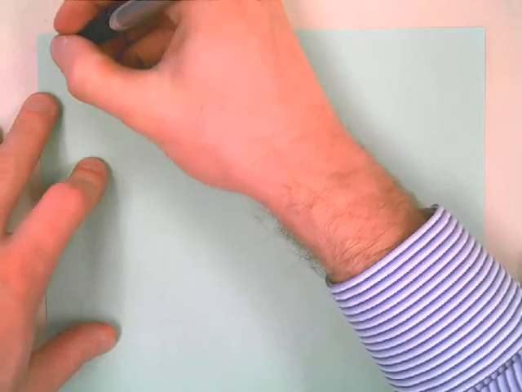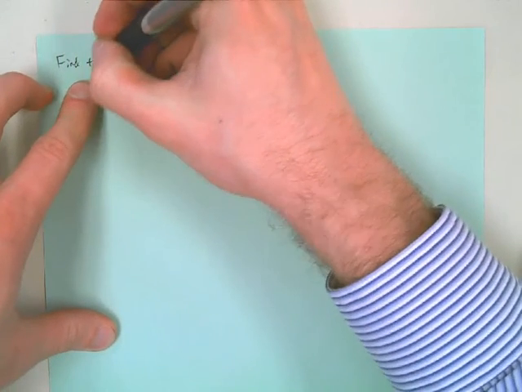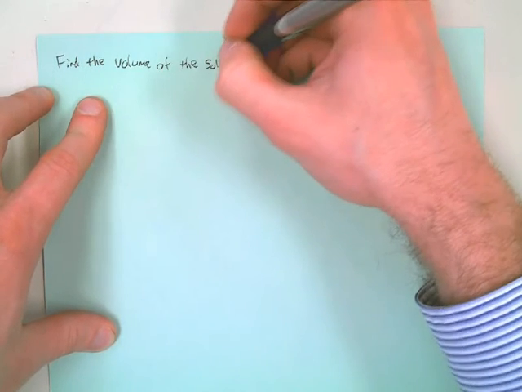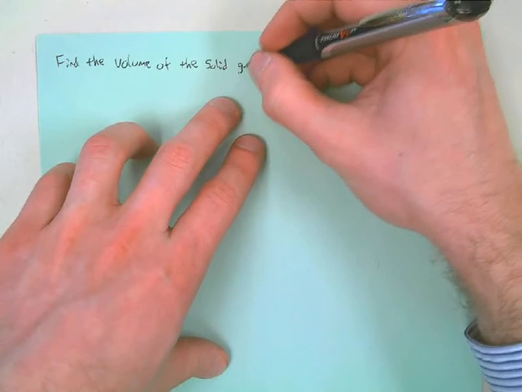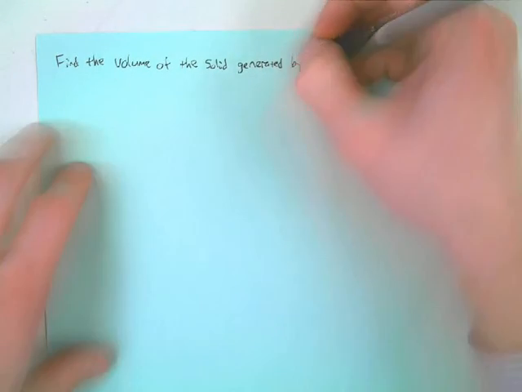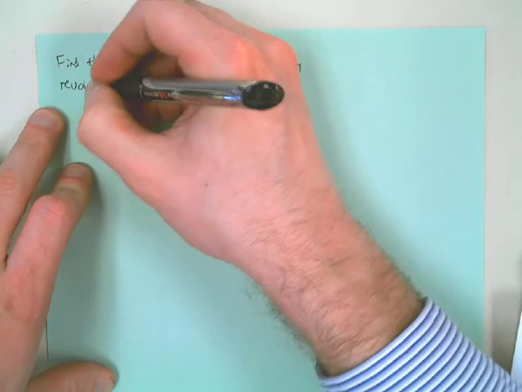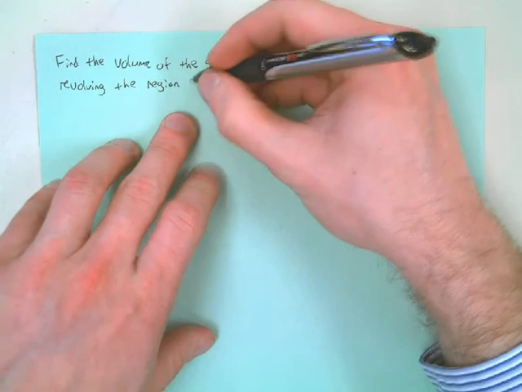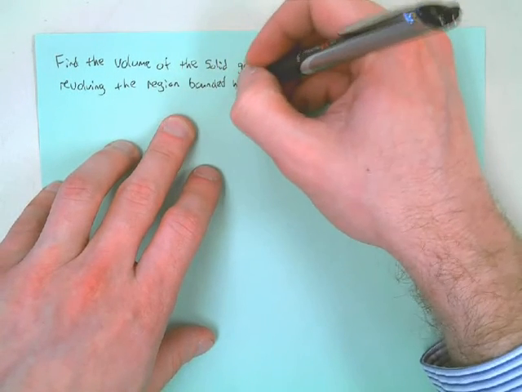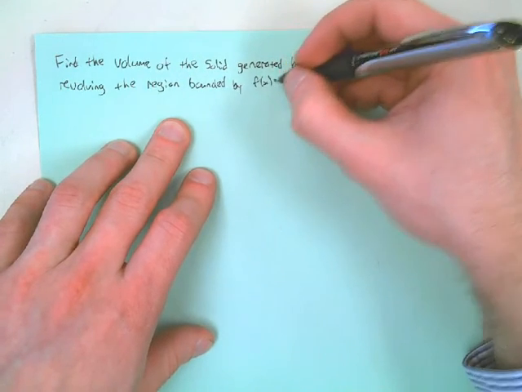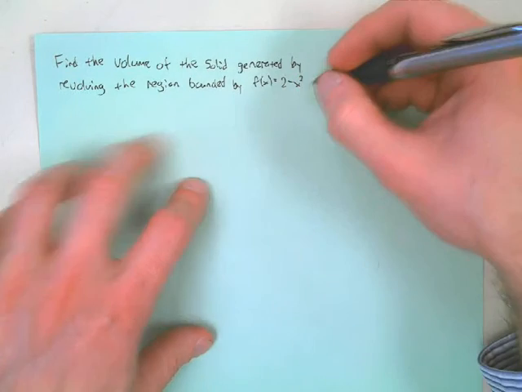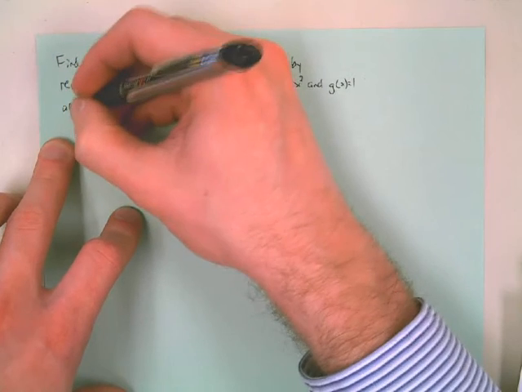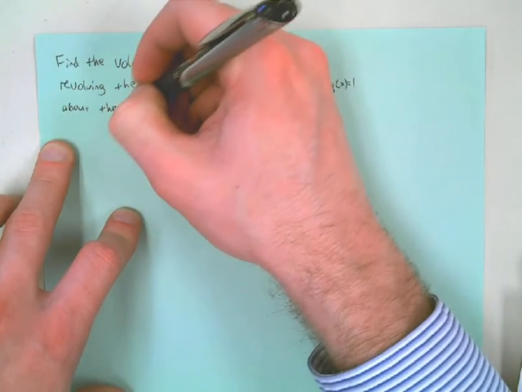Find the volume of the solid. We'll do two more here, so this is the next one. Hopefully we have time for two more. Find the volume of the solid generated by revolving the region bounded by f of x equals 2 minus x squared and g of x equals 1 about the line y equals 1. Now this one I think I can get to work. You guys write it.